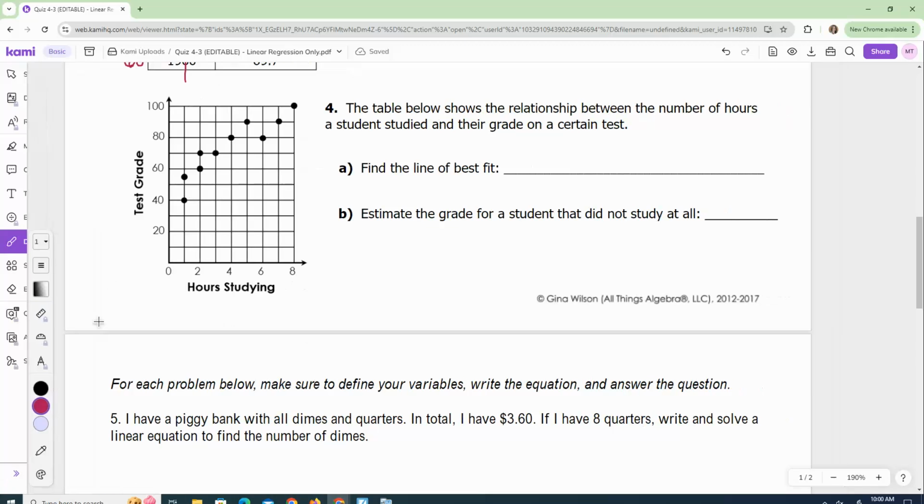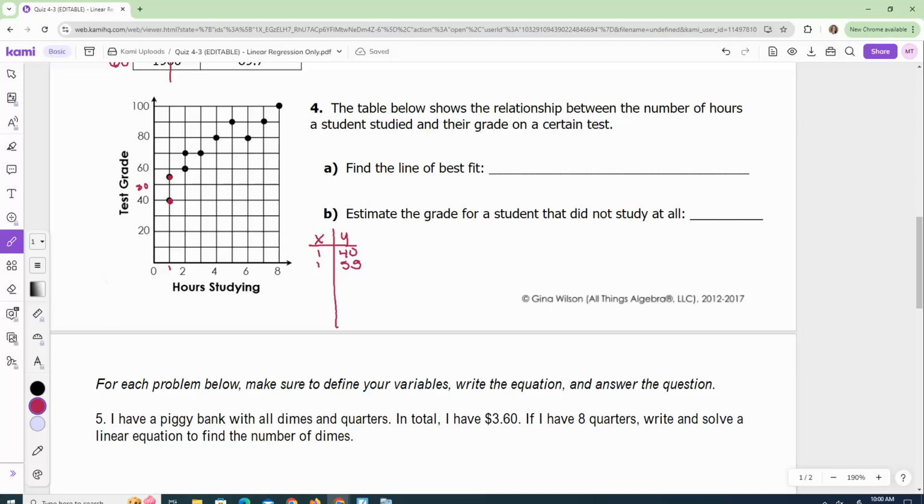So this one gives me the actual scatter plot. If I have to write the equation from that, I need the values to put into my calculator. So we have to think about if we made our t-chart. This first point, that's when my x is 1, my y is 40. Okay, this would be when x is 1, y would be 55.